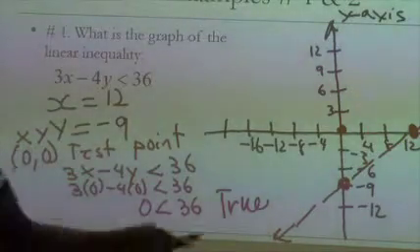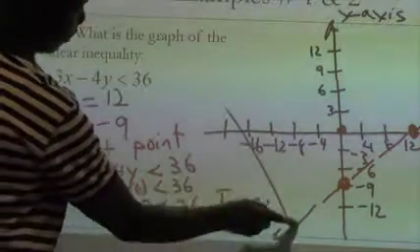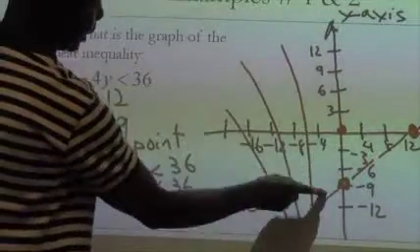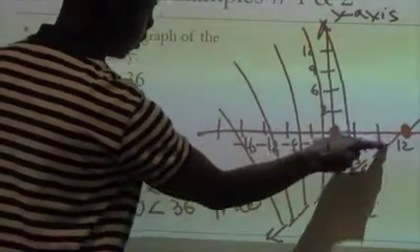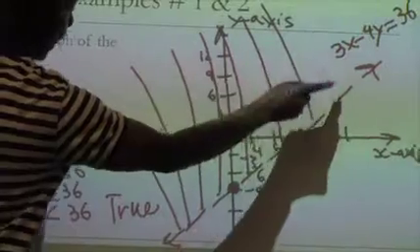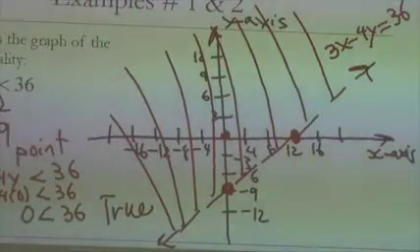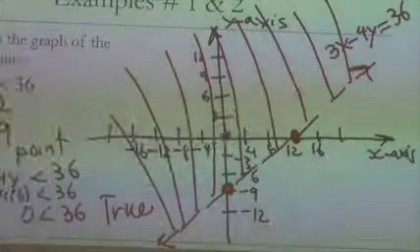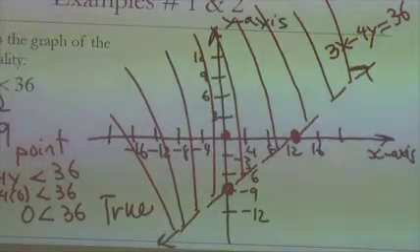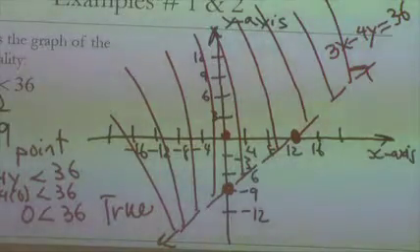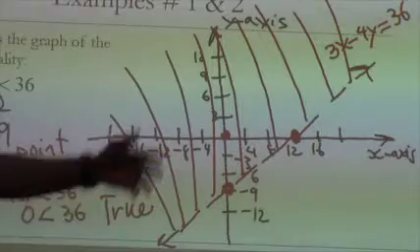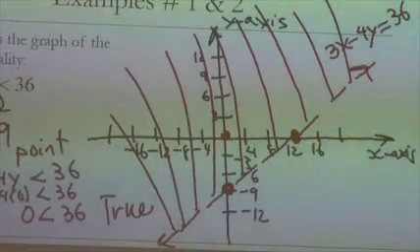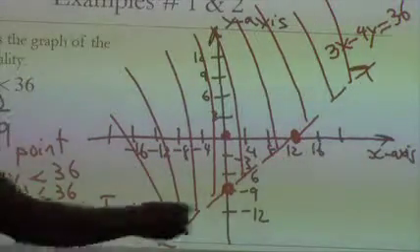So every point on the side of the boundary line containing our test point will be a solution. Since our test point 0, 0 is above the line, all of the points on that side will be a solution. Any ordered pair on this side of our boundary line would be a solution of this inequality. And you can go ahead and test it. You can take, for example, the point 0, 6 and substitute it into this.